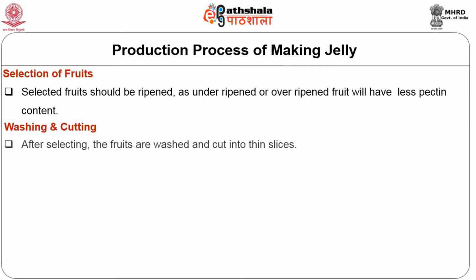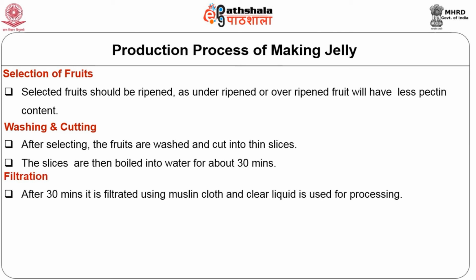The fruits are washed and cut into thin slices. The pieces are then boiled in water for 30 minutes. After 30 minutes, it is filtered using muslin cloth and the clear liquor is used for further processing.